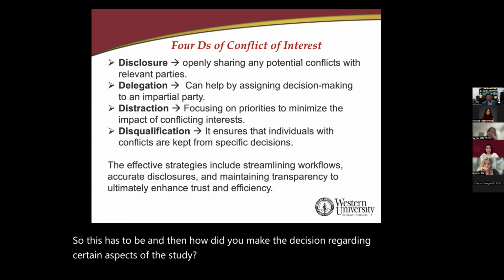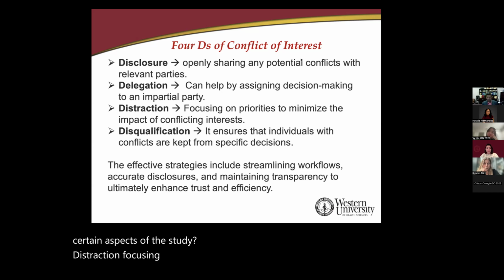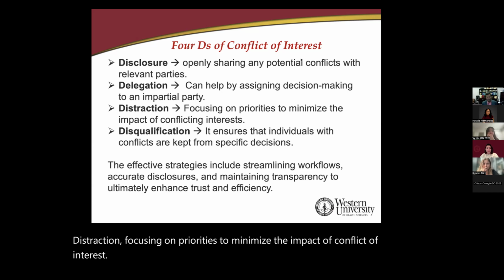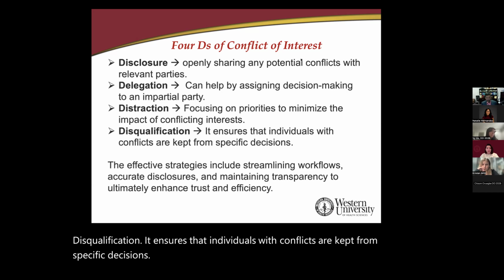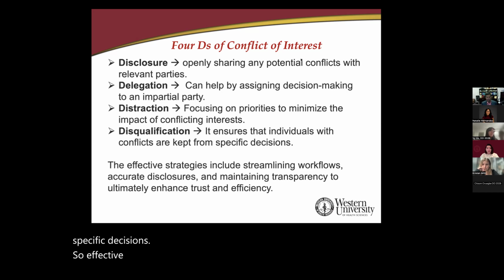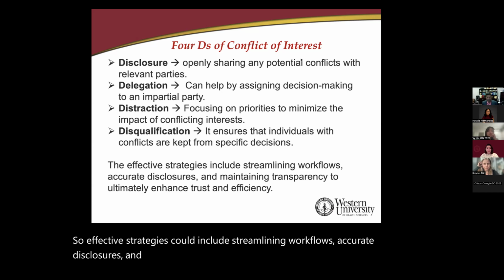Distraction: focusing on priorities to minimize the impact of conflict of interest. Disqualification: it ensures that individuals with conflicts are kept from specific decisions. So effective strategies could include streamlining workflows, accurate disclosures, and maintaining transparency to ultimately enhance trust and efficiency.